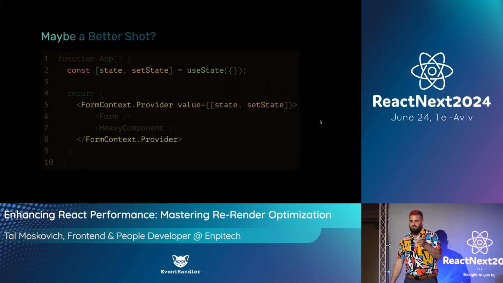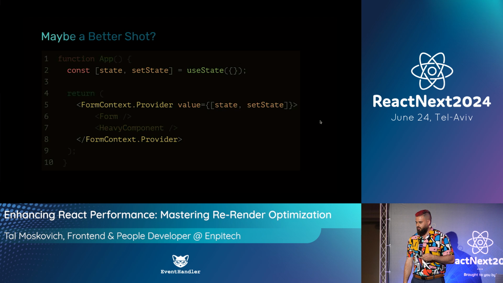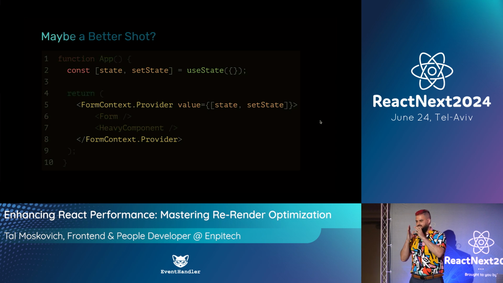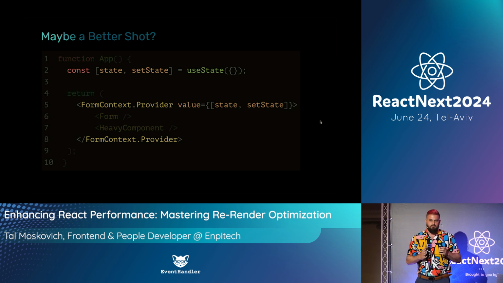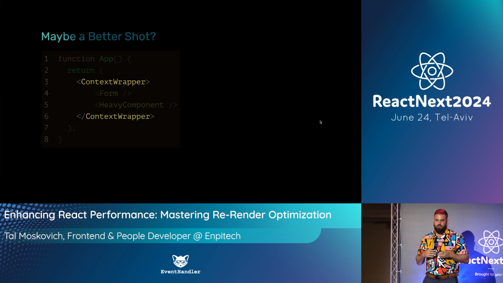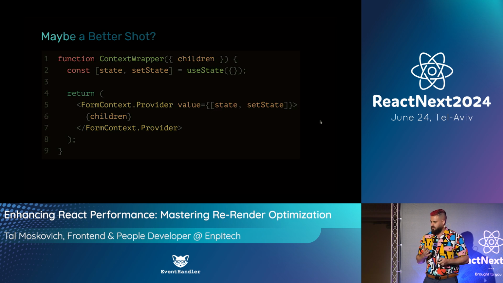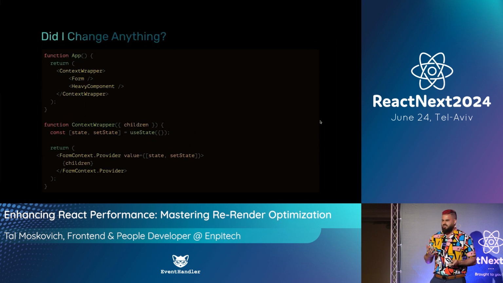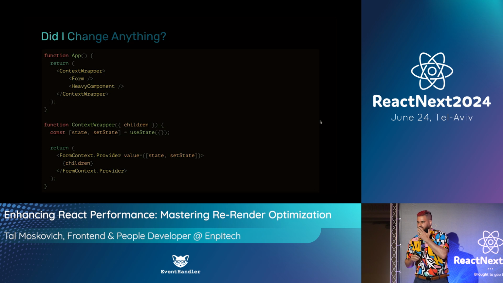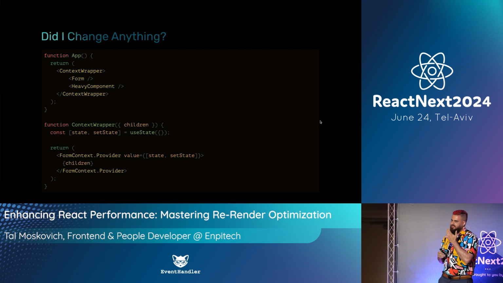But if we have a better solution for that, because I don't want the heavy component to be rendered again and again. If I take this state and the context provider and wrap it up in a new component that's called context wrapper, and this context wrapper will take the form and the heavy component as children, and just initiate the state and the provider. Did I change something? Because it's quite similar. Don't you think? It's quite similar.